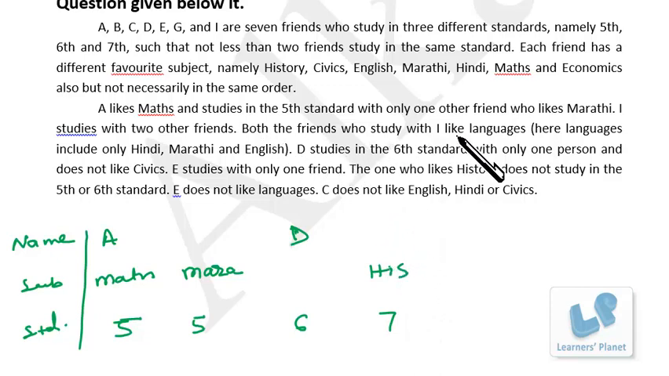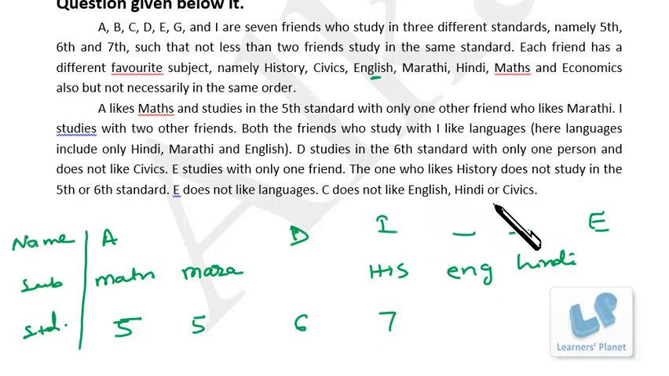See, both the friends who study with I like languages, so this must be I in that case, right? And these two persons like languages, and among languages Marathi is already done over here, so we are left with English and Hindi. So it's English, it is Hindi. Okay. Now E does not like any languages. So E cannot be over here, over here, or over here. So E has to be over here.